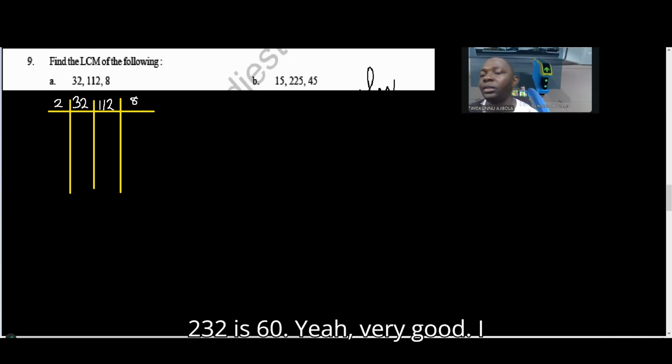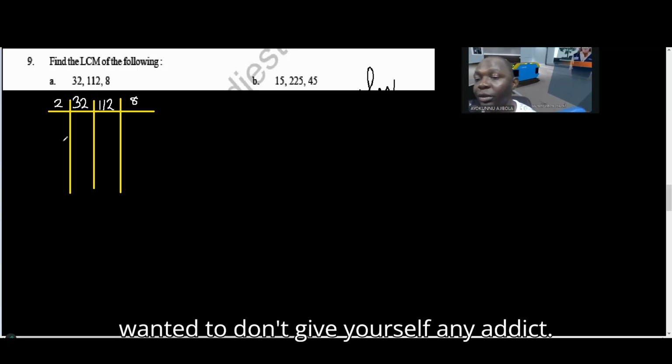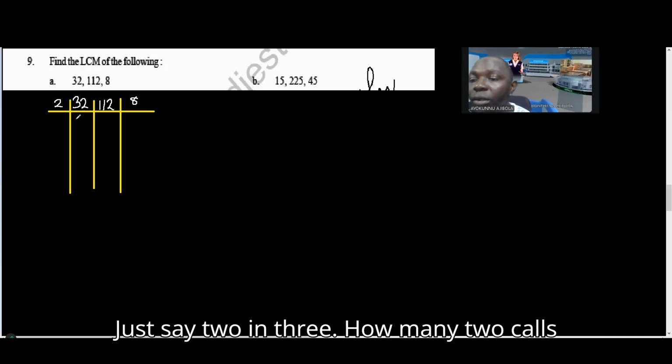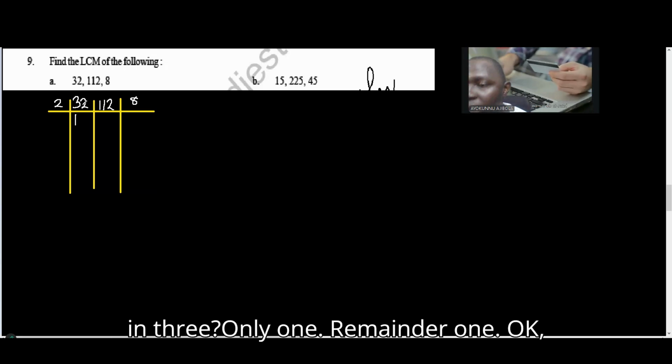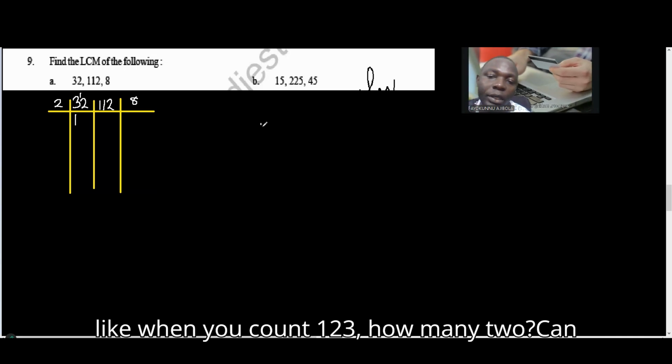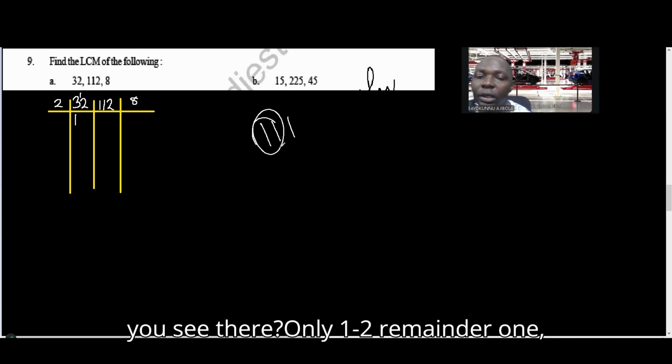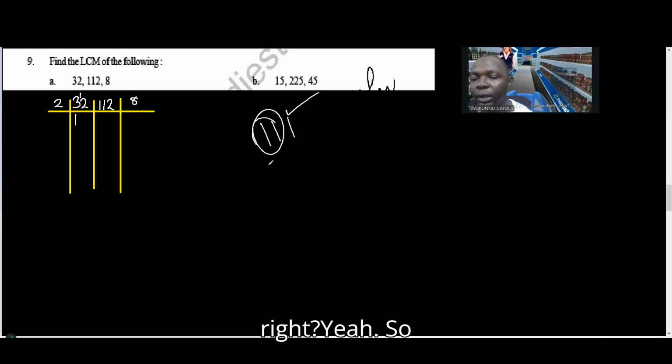Don't give us 232, give us 16. Yeah, very good. I wanted to say don't give yourself any headache. Just say 2 in 3. How many 2 goes in 3? Only one, remainder 1. Like when you count 1, 2, 3, how many 2 can you see there? Only one, remainder 1, right?